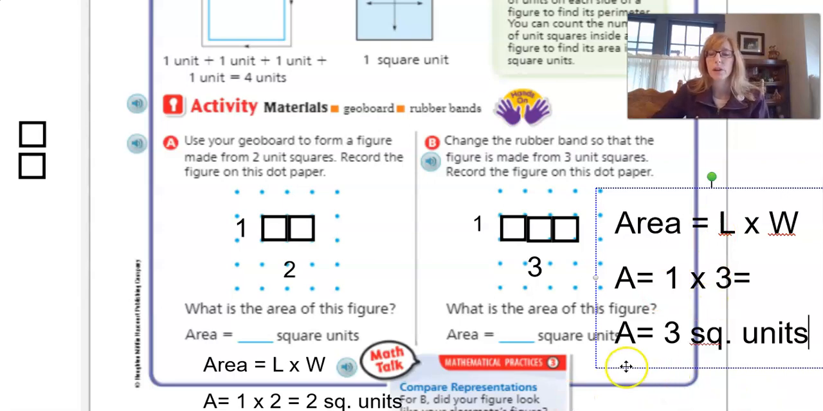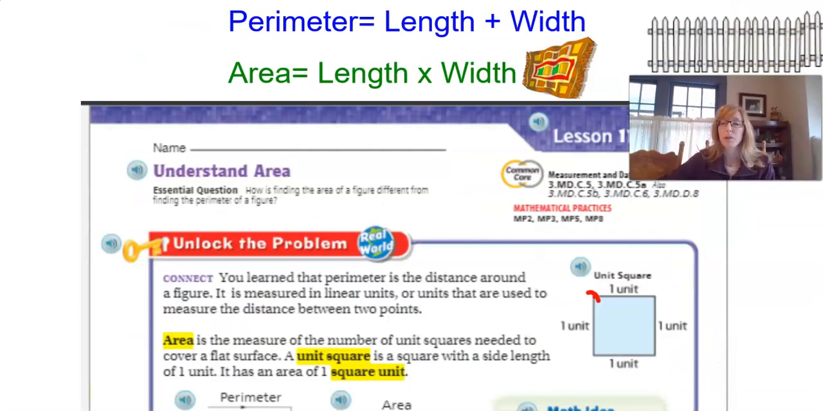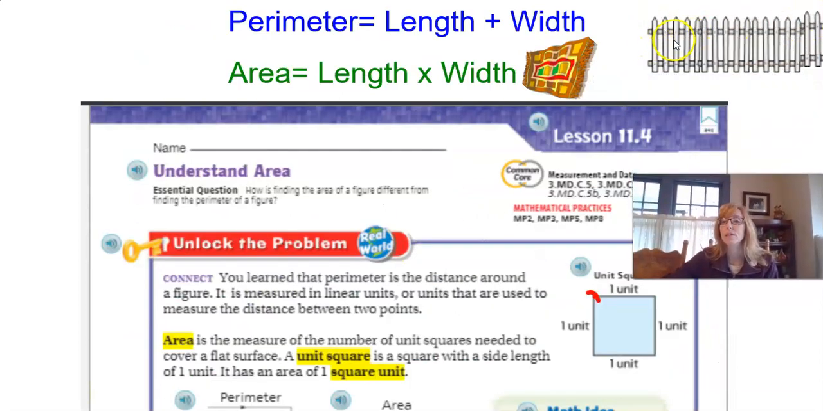So your area equals 3 square units. Remember, perimeter is the distance around something. That's the length plus the width, whereas area is the length times the width. It's an area rug, okay?